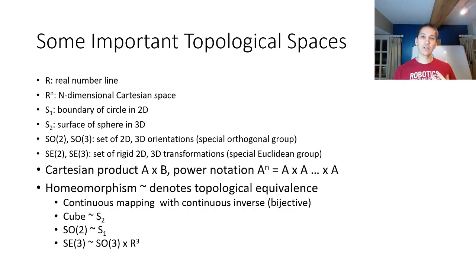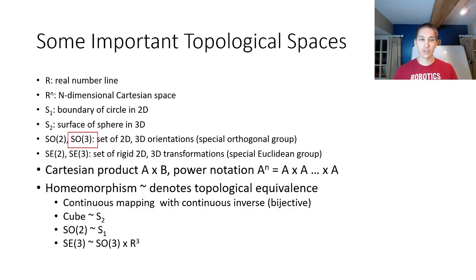There's a lot of terminology to deal with these different topological spaces. We already know how to work with the real number line as well as Cartesian space. Now, you may also see S1, which is the boundary of a circle in 2D. There's also S2, the boundary of a sphere in 3D. So the most familiar S2 topology is that of moving around on the Earth's surface. And although that is interesting, we're going to be focusing today on looking at SO3. This is called the special orthogonal group in 3 dimensions. So this is the set of 3D orientations.